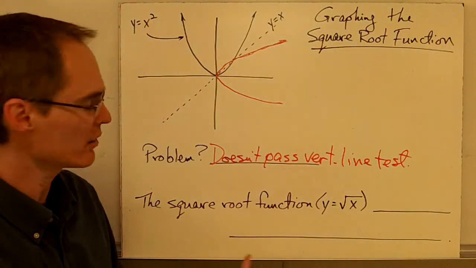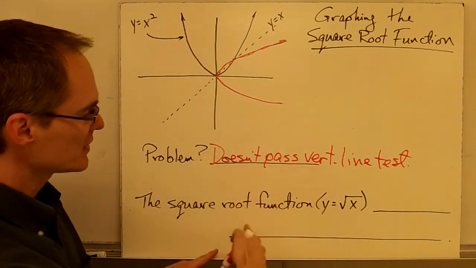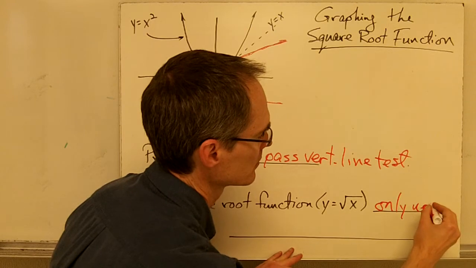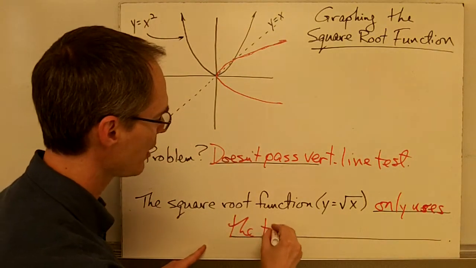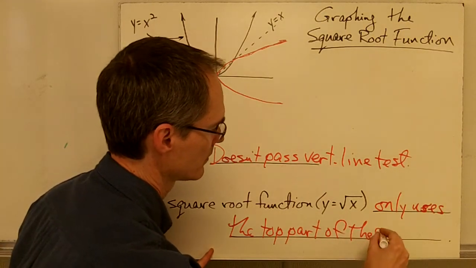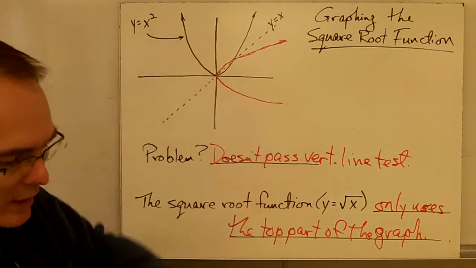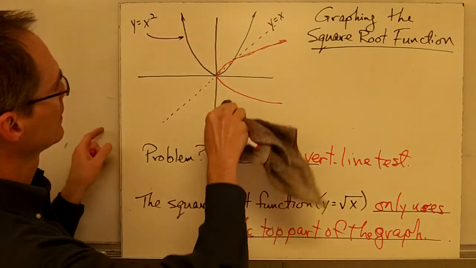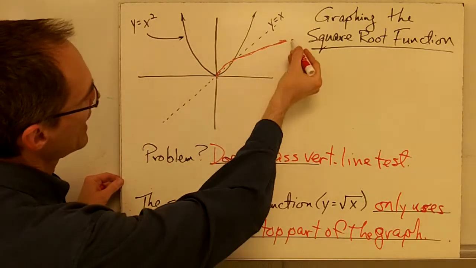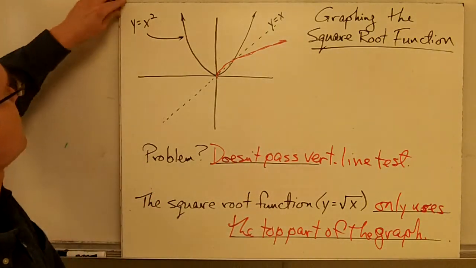The way we take care of that is that we say the square root function, which by the way is y equals the square root of x, only uses the top part of the graph. In other words, we're just going to ignore this whole bottom part of the graph. So our graph of the square root function is just going to be this top curvy part right here.